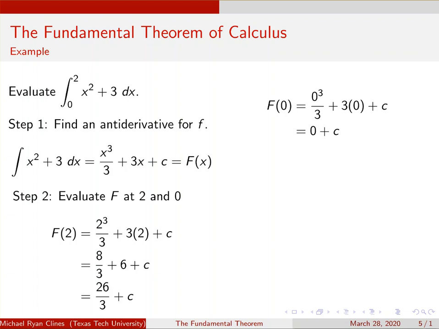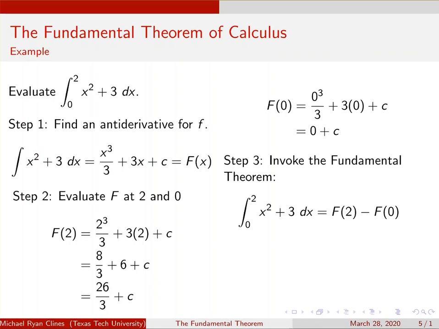Now, the third step. Invoke the fundamental theorem of calculus. Recall that the integral from 0 to 2 of x squared plus 3 dx is simply the antiderivative F evaluated at 2 minus the antiderivative F evaluated at 0. We already calculated F of 2 and F of 0. Now we just take their difference. So we get 26 thirds plus c minus 0 minus c.